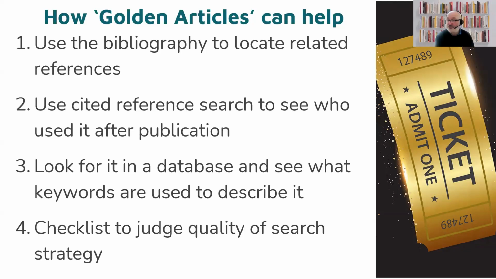The golden article, you can use the bibliography to locate related articles. You can use the cited reference search to see who's used it after publication. You can look for it, as I said earlier, in a database to see how the database describes it. And if you have a number of golden articles that you think, I would love these articles to be in my search, they're a checklist of how good any of your searches are.